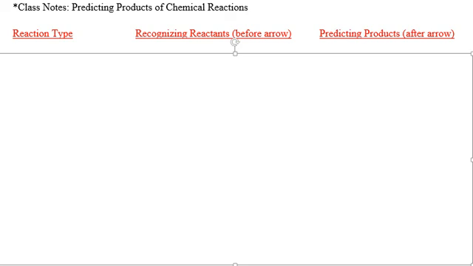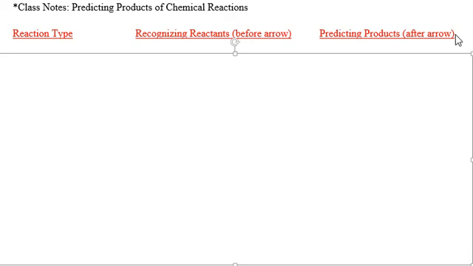Hi everybody, this is the class notes on predicting products of chemical reactions. If you aren't already there, go ahead and open up your notes packet to 11.2, and just after that section you'll find a section for class notes. What I want you to do first is write these titles in that section.